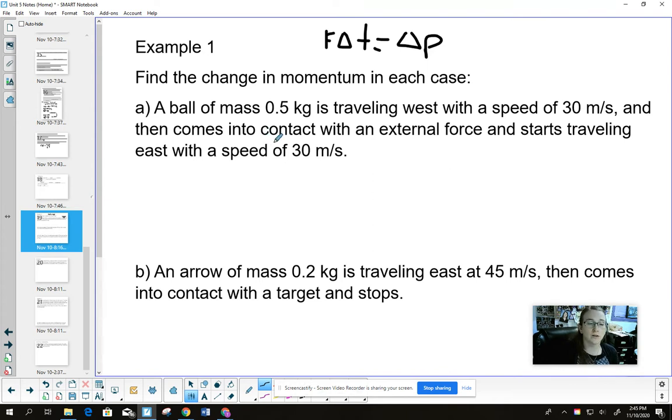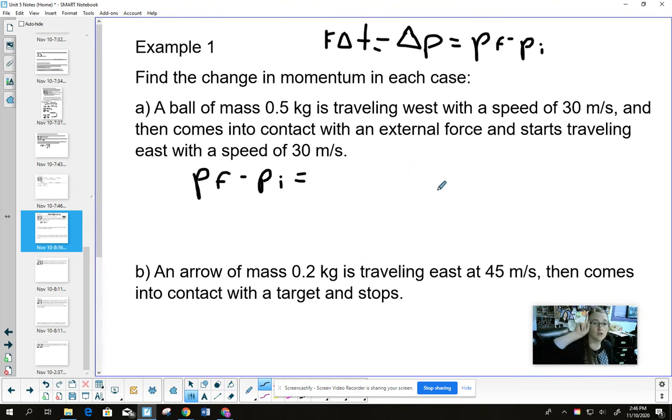To start with, I just want to refresh finding the change in momentum because we need to make sure we remember how to do that. Remember that change in momentum, change in anything, is its final minus its initial. So go ahead and try A first. We want to find its final momentum minus its initial. You just need to remember the formulas for momentum. Go ahead and give it a shot.